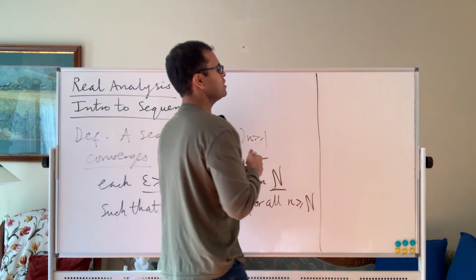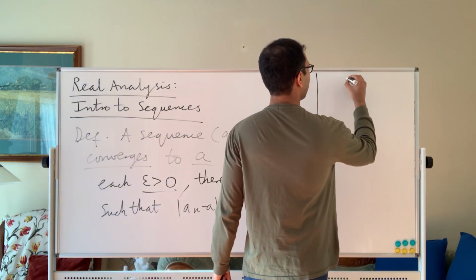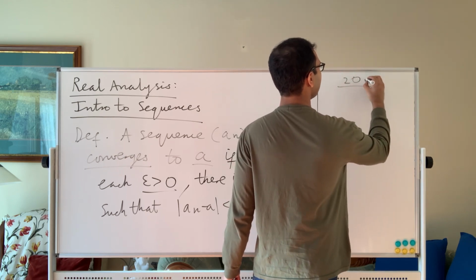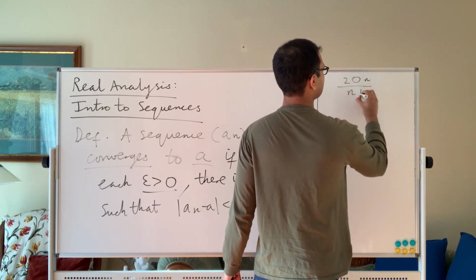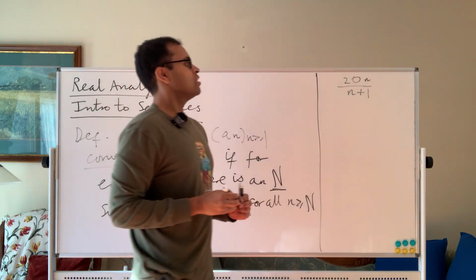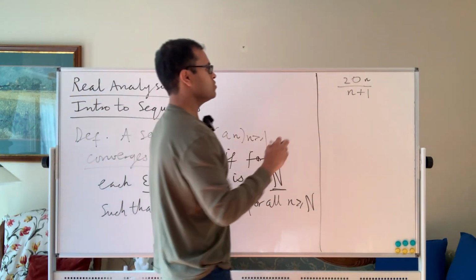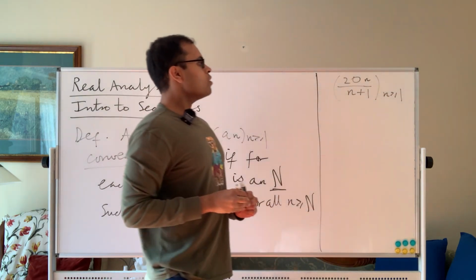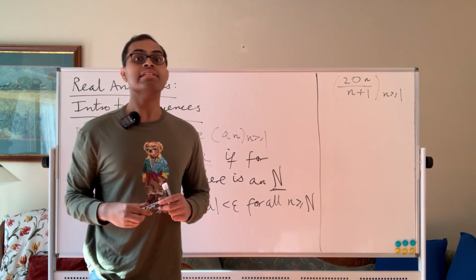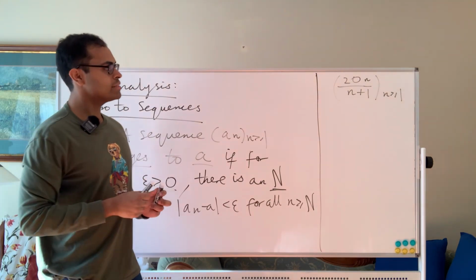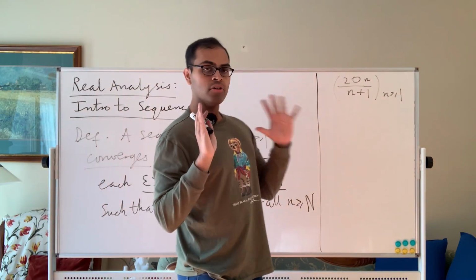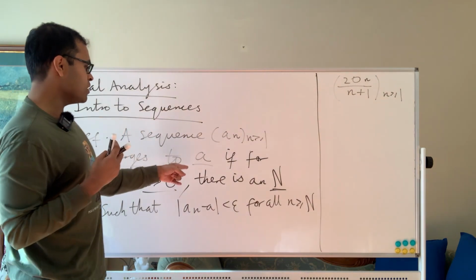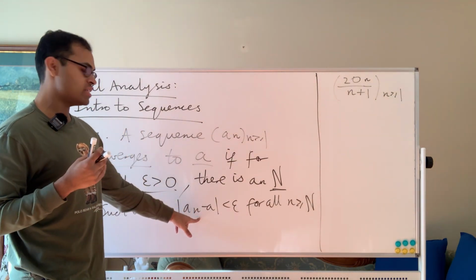Let's talk about a sequence like, let's say, 20n over n plus 1. Just a random sequence I came up with. 20n over n plus 1, n is at least 1. So does this sequence have a limit? Does it converge? What does it converge to? That's the question. Now, the point to observe is that first you have to guess what the limit would be, and then you can rigorously prove this condition is satisfied.